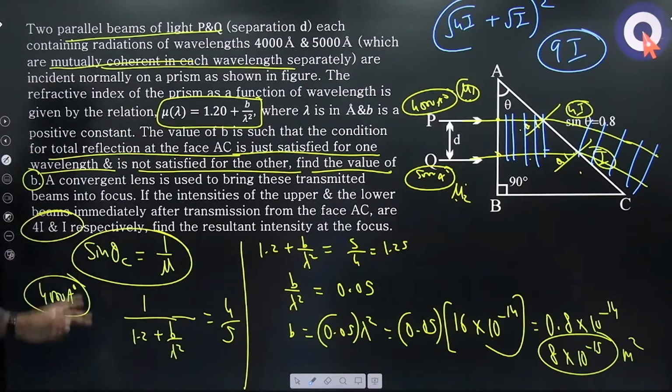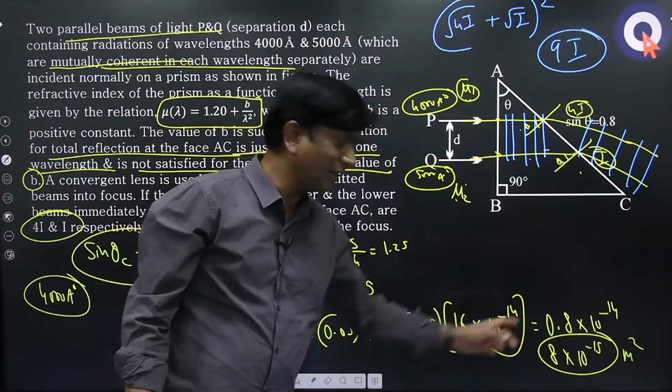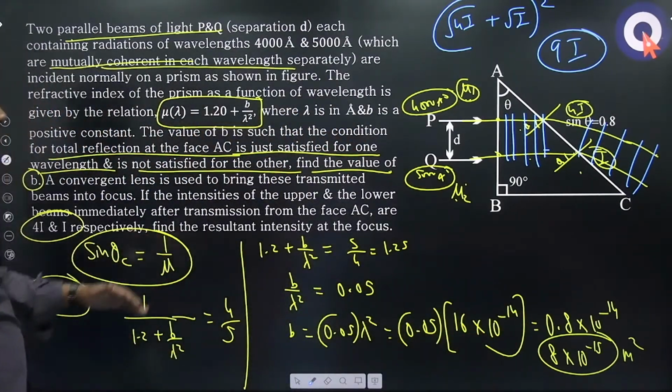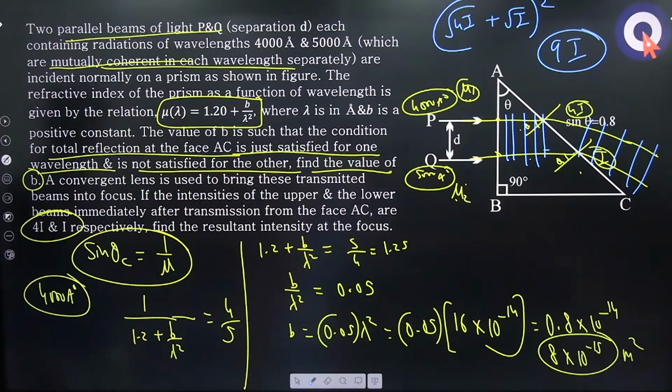So two questions here. One is based on total internal reflection. It's geometrical optics, and getting the value of B. The second one is wave optics. So it is a combination of both that they have given, right? Done. Next question.